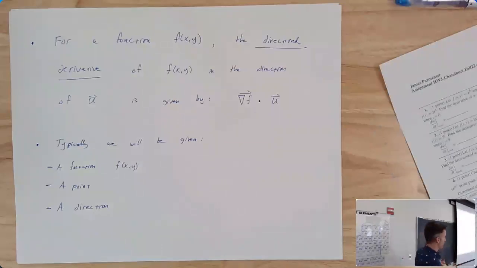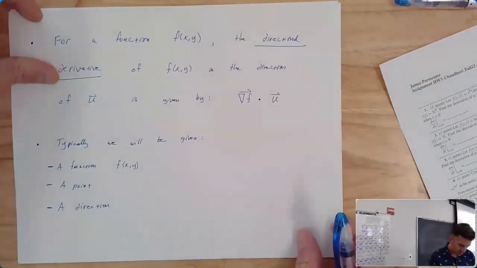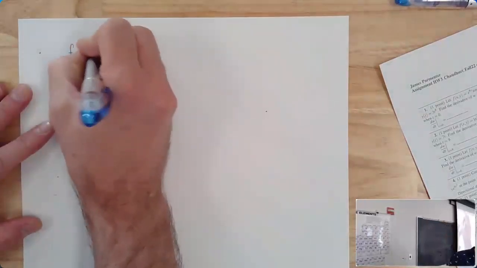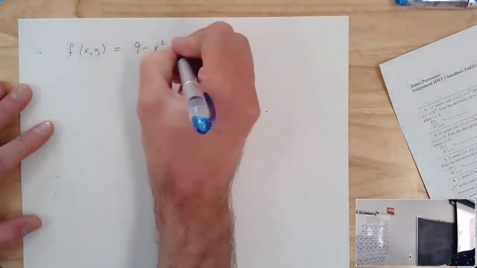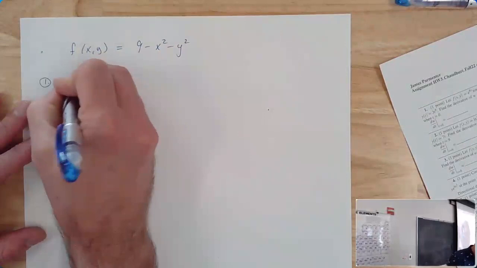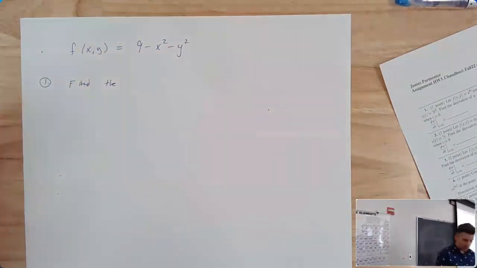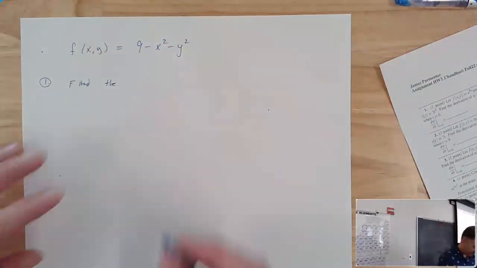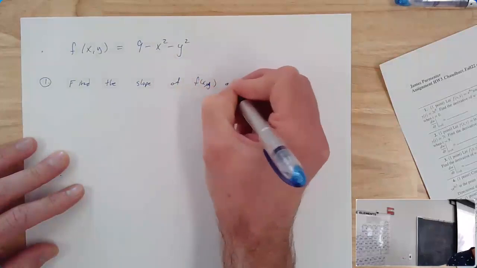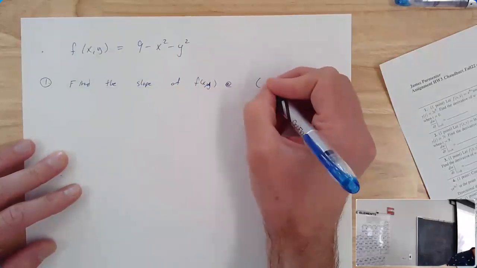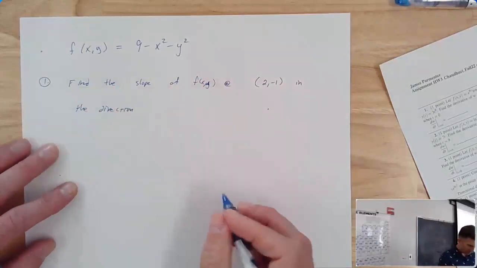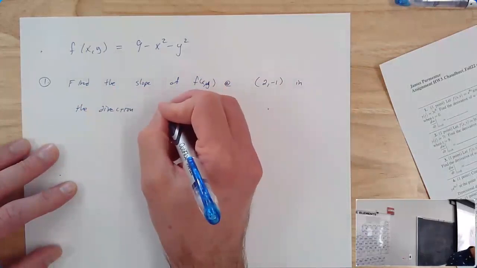So let's look at a couple examples that are going to illustrate a couple of things. I'm going to go back to my kind of favorite example for a minute, but then we'll do some other examples for sure. So let's look once again at our good old downward opening paraboloid, 9 minus x squared minus y squared. And we want to find, so here's part one, we can say slope or derivative and kind of mean the same thing. So I want to say, find the slope of this function f of x, y at the point, say, (2, -1) in the direction of, let's go with the vector (3, 1).